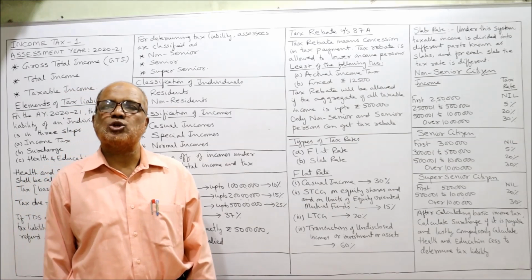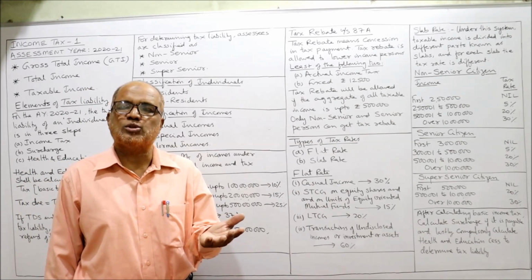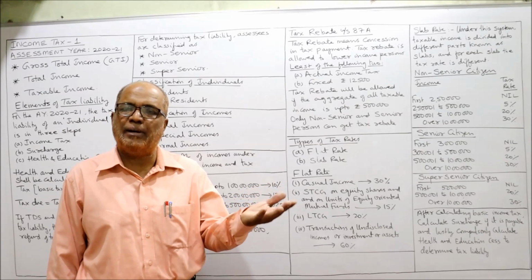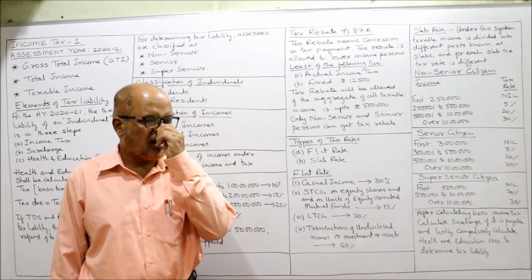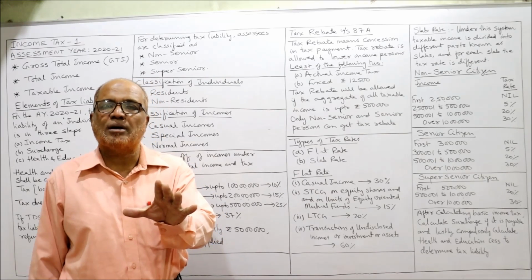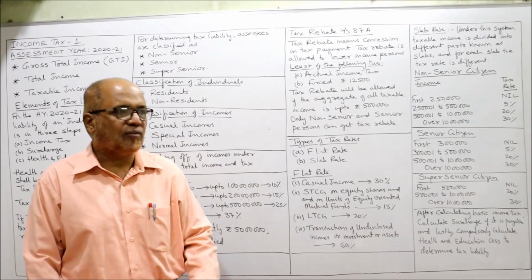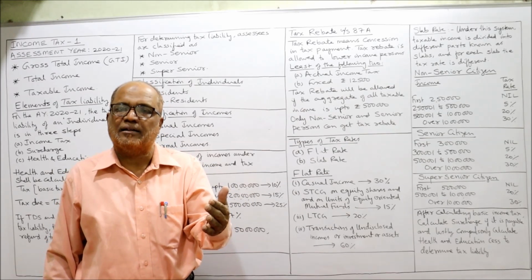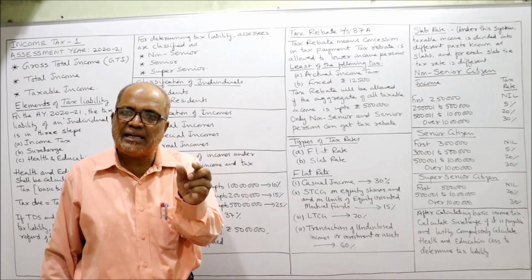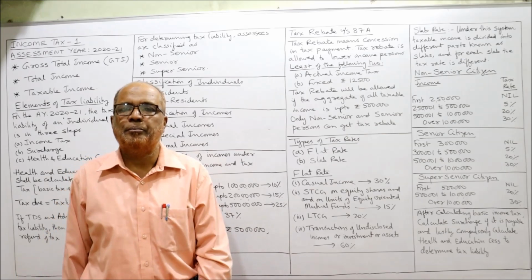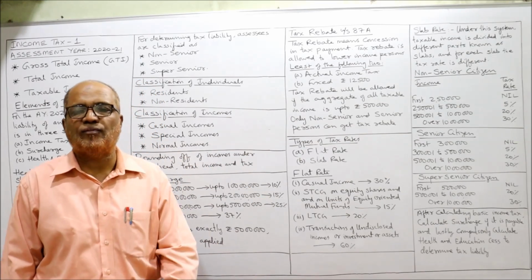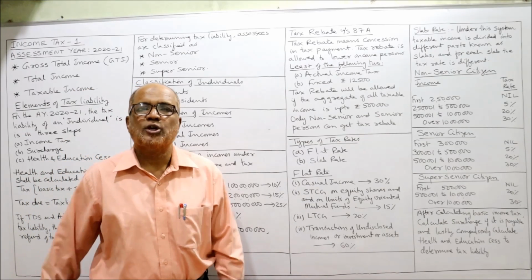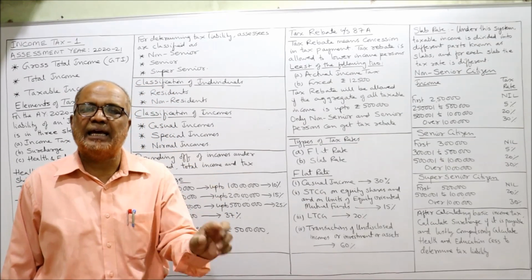Just now I told you casual income means an income which comes through chance element, winning from lottery, crossword puzzles, gambling, betting. All these things are casual incomes. On casual incomes, there is a flat rate of tax of 30%. Separately it will be calculated. The tax will be separately calculated for casual income because it is having a flat rate of 30%. Remember all these points.